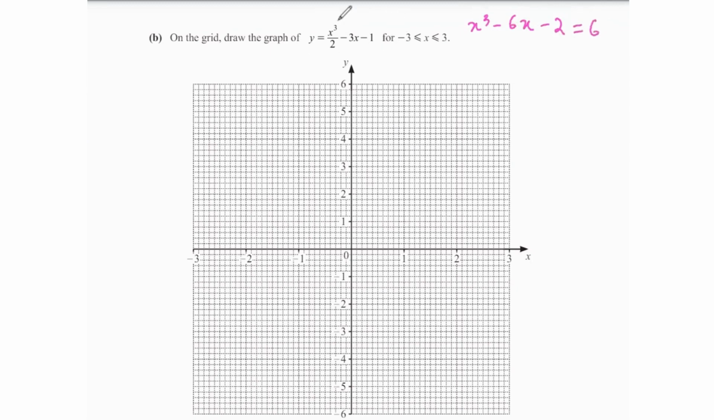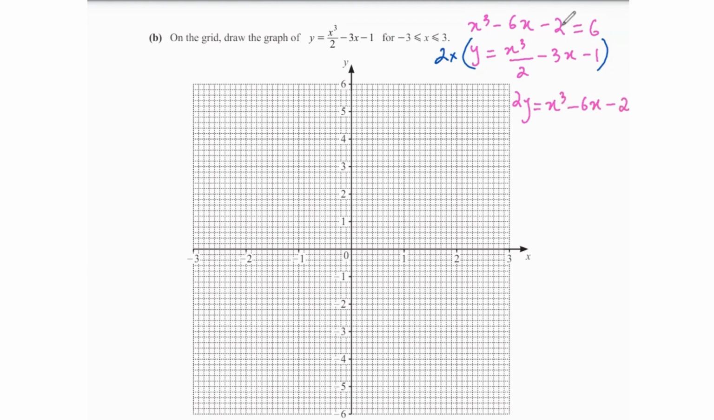So let's rearrange this equation over here that we have. y equals x cubed over 2 minus 3x minus 1. So what I'm going to do is first multiply the entire equation by 2 to get rid of the fraction. We get 2y equals x cubed minus 6x minus 2.